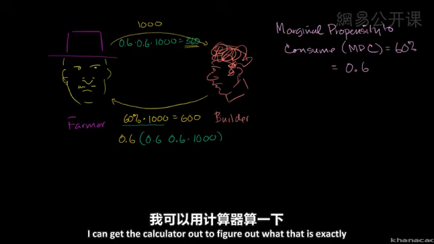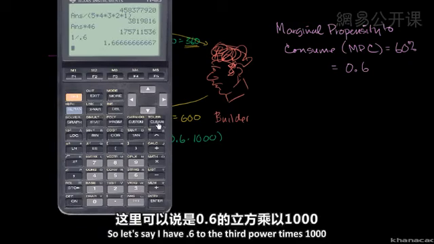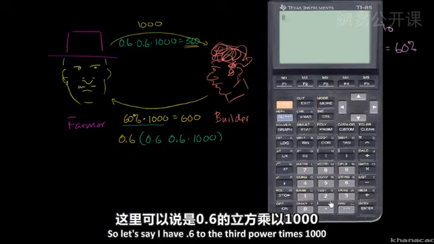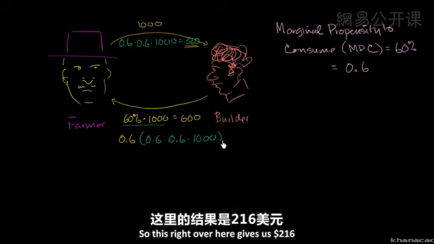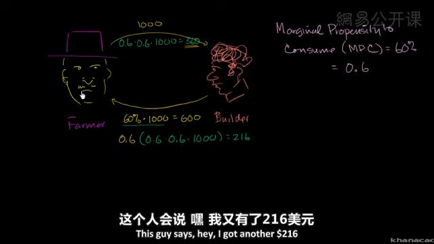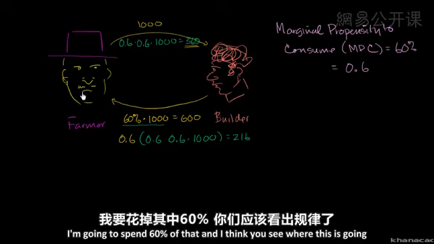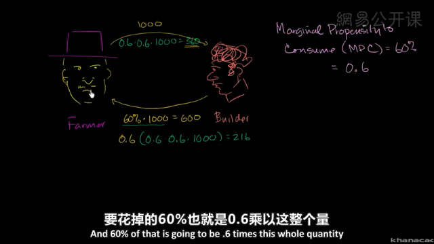I could get a calculator out to figure out what that is exactly. We could actually say 0.6 to the third power, and then I'm going to multiply that times 1,000. That gives us $216. So this right over here gives us $216. This guy says, hey, I got another $216. I'm going to spend 60% of that. And I think you see where this is going. And 60% of that is going to be 0.6 times this whole quantity.